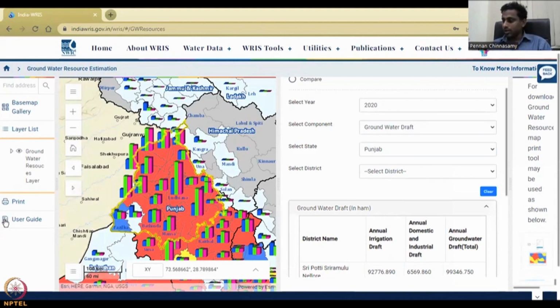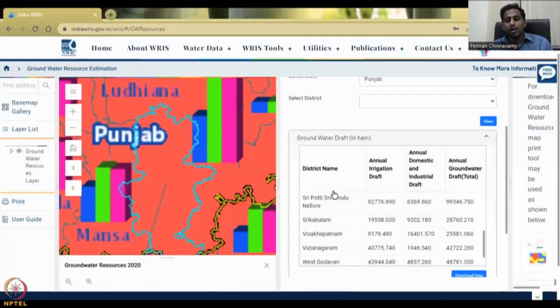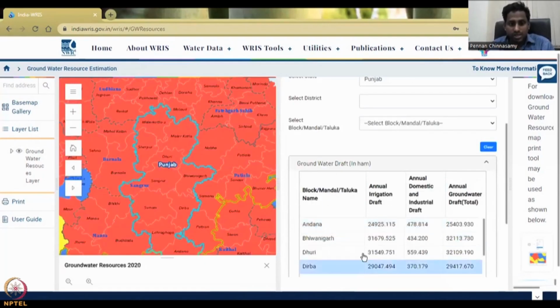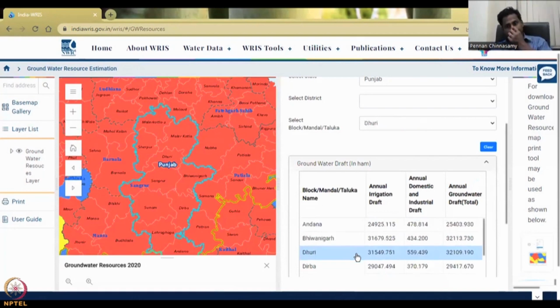Okay, so let's look at it here. I'm going to take maybe one district. See what district we can take. See, the districts have not even changed. So we need to select this Punjab, and now it will change. See, now it has changed in Punjab, Fatehgarh, etc. So let's go to Duri. I've selected Duri.